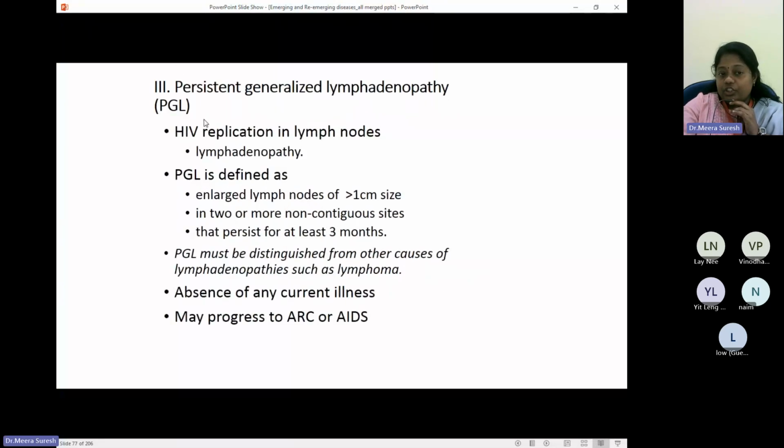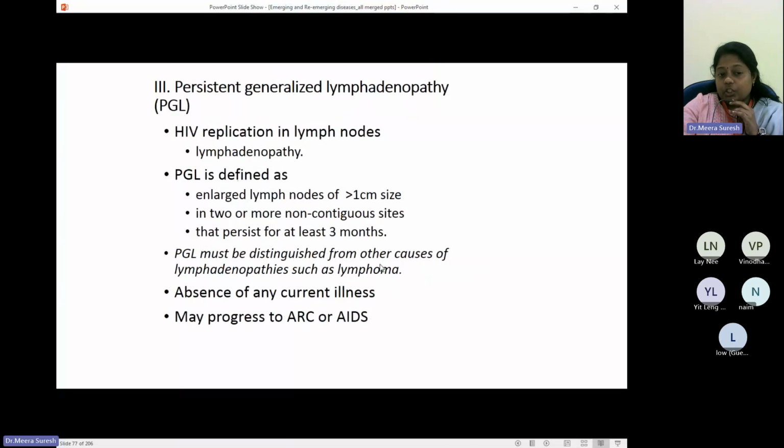The third stage is PGL, where the lymph nodes all over the body get enlarged. There will be HIV replication in lymph nodes resulting in lymphadenopathy. PGL is defined as a condition where there is enlargement of lymph nodes more than 1 centimeter in size in two or more non-contiguous sites. Non-contiguous means it won't be in a continuous manner, but in different sites there will be lymphadenopathy, and this should persist for more than 3 months.